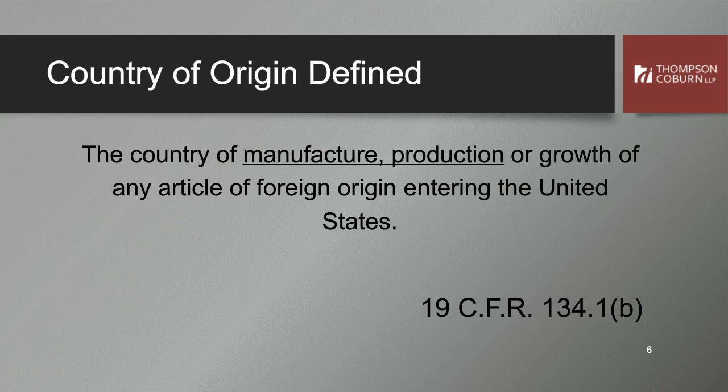And that's what we're trying to determine, and there's a whole legal structure to trying to define what is a thing, its thingness. So the country of origin is the country of manufacture, production, or growth of any article of foreign origin entering the United States. Well, that only invites more questions. So what is this specifically with regard to manufacture and production? What does that mean? And that's what we will spend the rest of this webinar discussing.